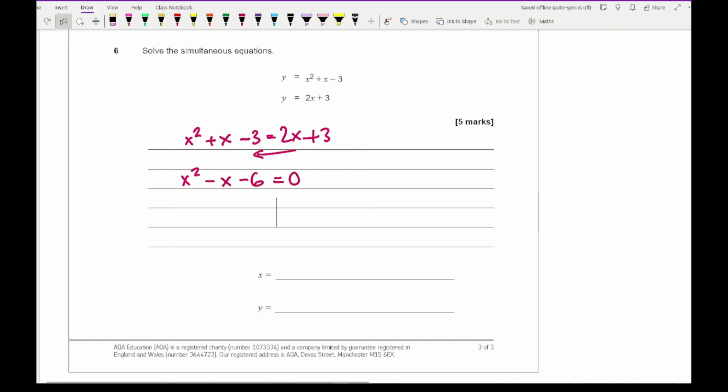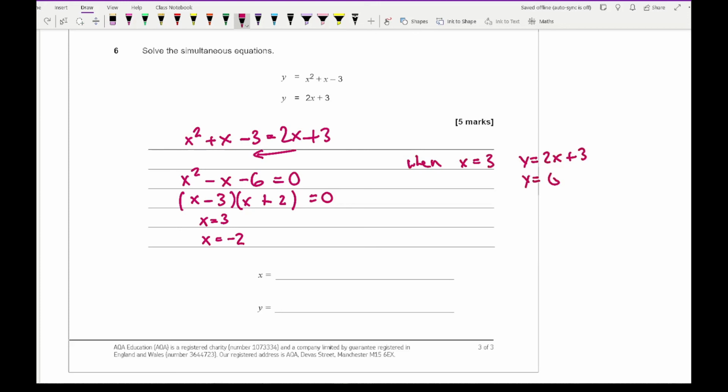And then from this, what I can do is factorize, particularly as it's a non-calculator paper, and this becomes x minus 3, x plus 2. So then my two solutions are x equals 3 or x equals minus 2. Now from this, I can substitute these values. When x equals 3, again I'm using y equals 2x plus 3, I end up with y equals 6 plus 3, which is 9. So one of the solutions is x equals 3, y equals 9.